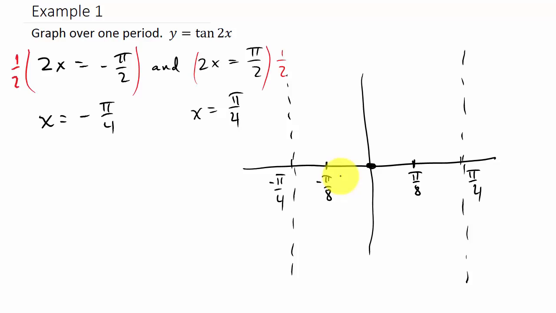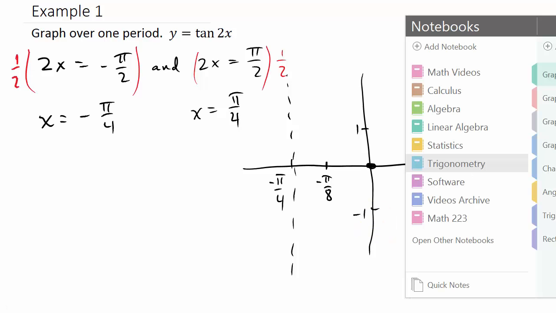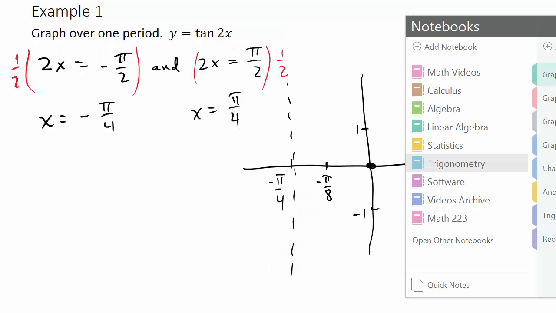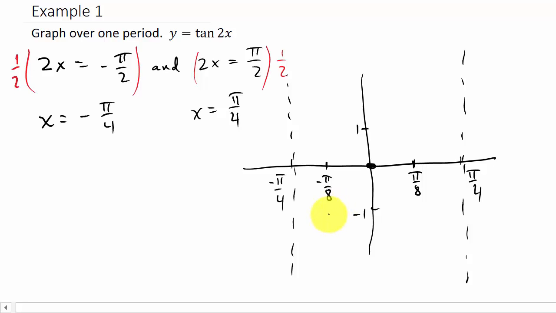Now remember that we've got 1 and negative 1. When we looked at the graph of tangent x, at the first one it starts out at negative 1, then it goes to 0, then it goes to positive 1. That's the same thing we're going to do here. It's going to be negative 1, 0, positive 1. And then we sketch the graph. Alright, so that's the graph of that one.